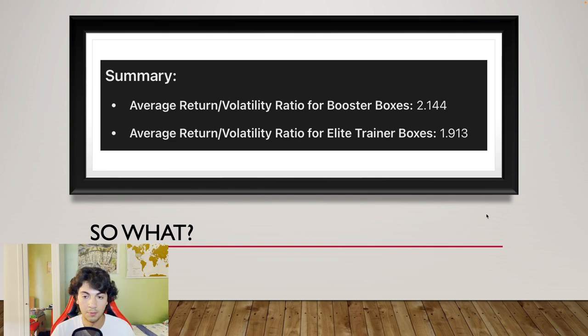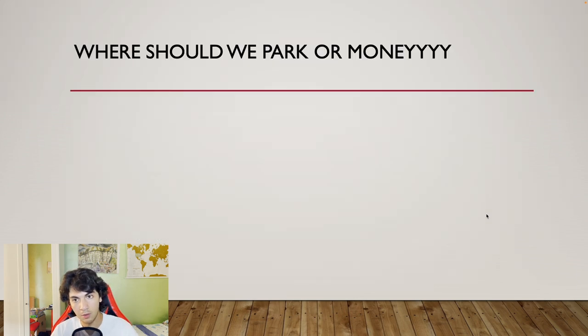So summing up, ETBs have provided us with the lowest volatility, the lowest risk, not considering returns. Booster boxes have provided us the highest returns, not considering risk. Booster boxes have provided us with the highest return once we consider risk. So based on historical data, booster boxes seem the way to go. However, with this data, where should we park our money?